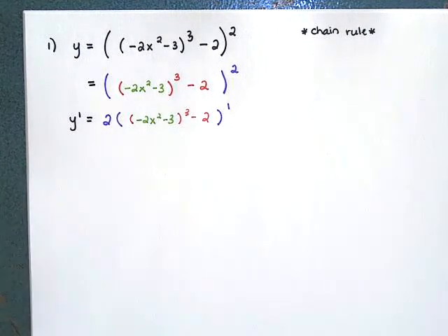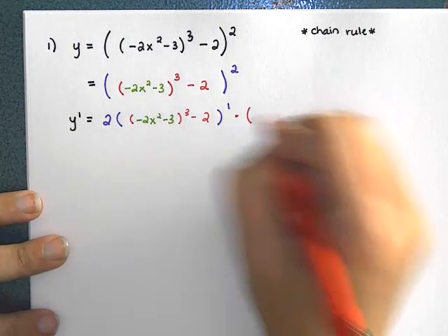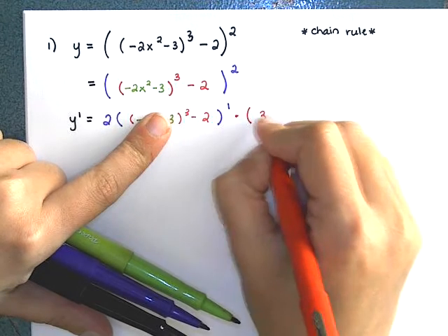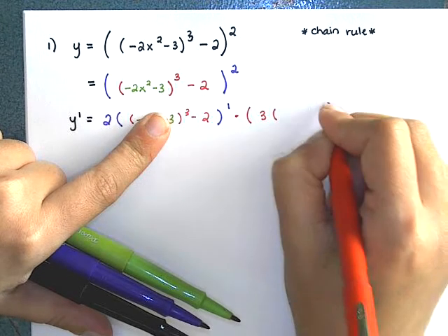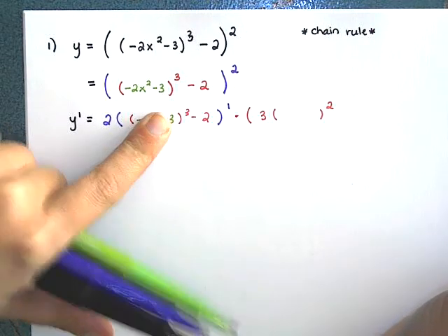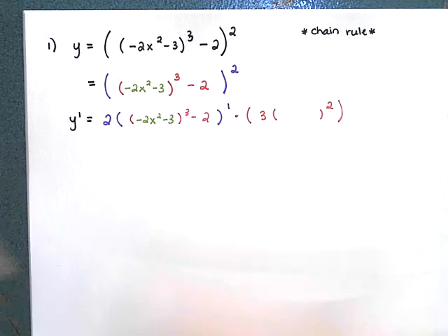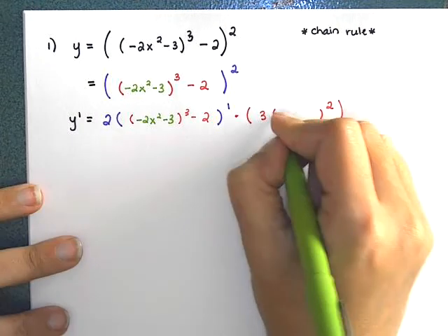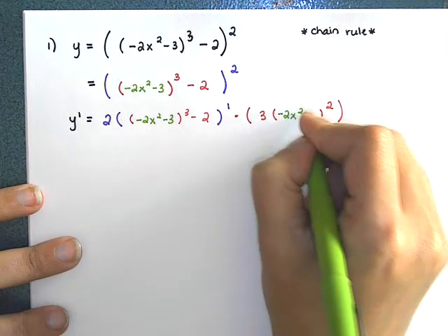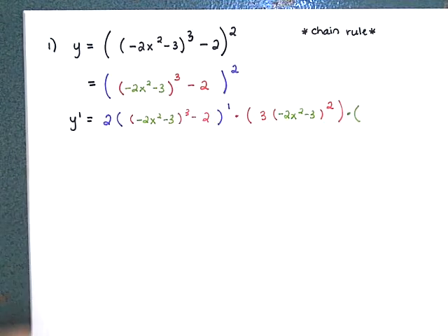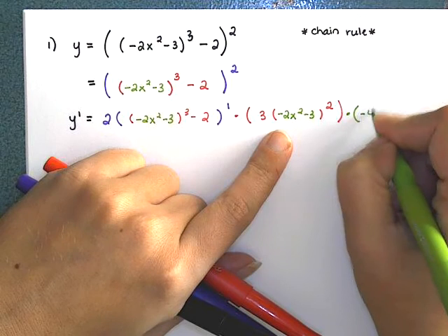Now I need to deal with the red layer. For the red layer, I'm going to look at this cubed. I'm going to drop the 3, leave the inside alone, and change it to a squared. And the derivative of negative 2 is 0. So that would be the end of the red layer. And last but not least, I'm going to do the green layer, which would be negative 4x.